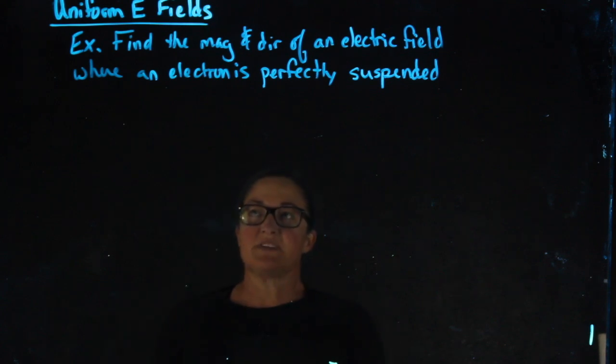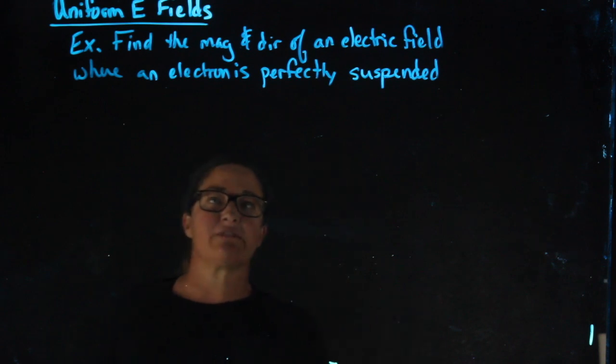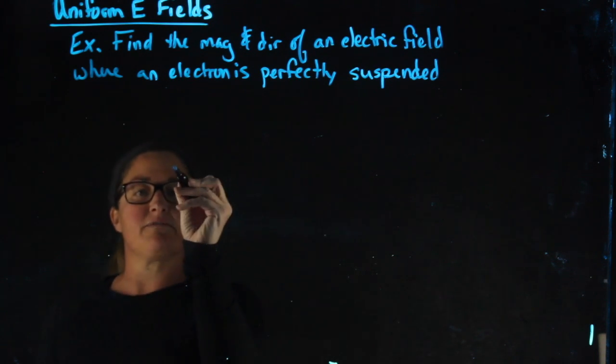We're going to take a look at more problems that have to do with uniform electric fields. For example, this one. We're going to find the magnitude and direction of an electric field where an electron is perfectly suspended.